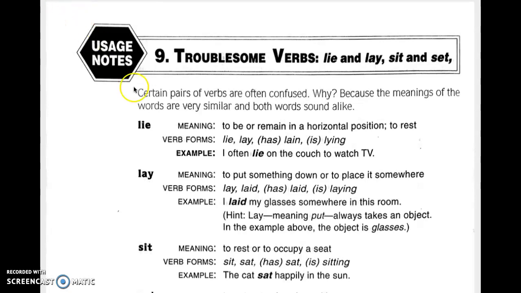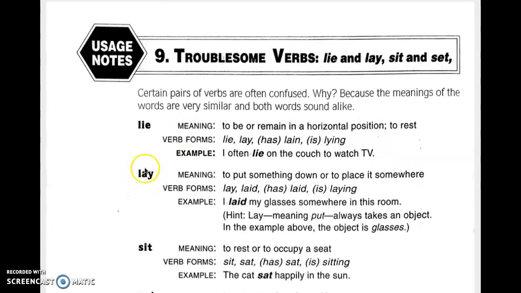Certain pairs of verbs are often confused. Why? Because the meanings of the words are very similar and both sound alike. So lie means to be or remain in a horizontal position, to rest, like you're lying down on your bed. The verb forms are lie, lay, has lain, or is lying. That's if you're lying down on your bed or on the floor or the couch. Example: I often lie on the couch to watch TV.